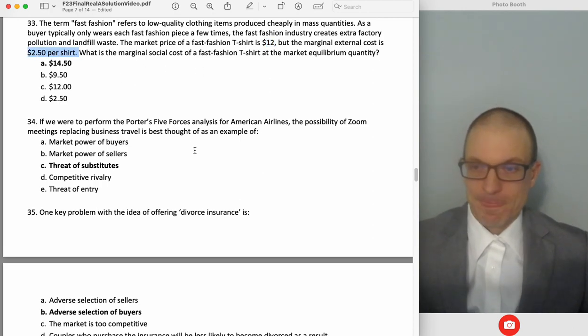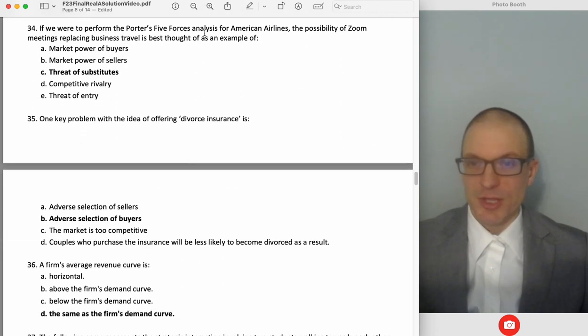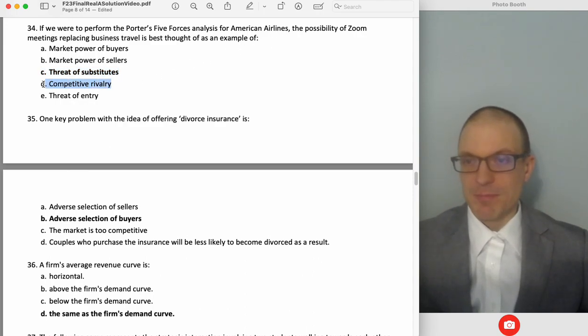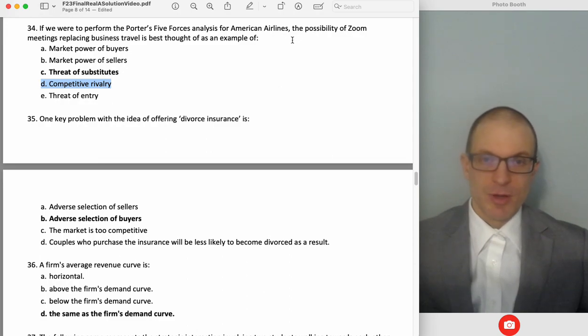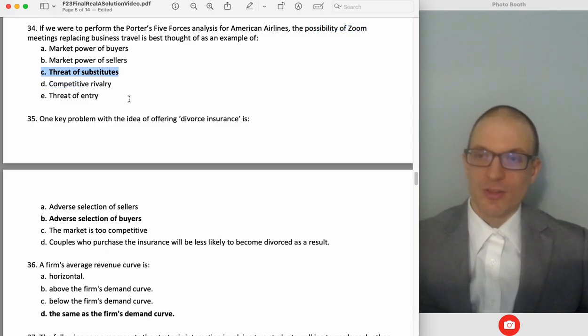If we were to perform Porter's 5 forces on the airlines, the possibility of Zoom replacing business travel is the threat of substitutes, right? Substitutes we're thinking about outside of the industry. If we were thinking about the possibility of customers switching to Delta Airlines, that would be competitive rivalry. If we were thinking about the threat of FedEx or UPS using their planes for domestic passenger travel, that'd be threat of entry. But here we're thinking something outside the industry. Zoom here would be threat of substitutes.